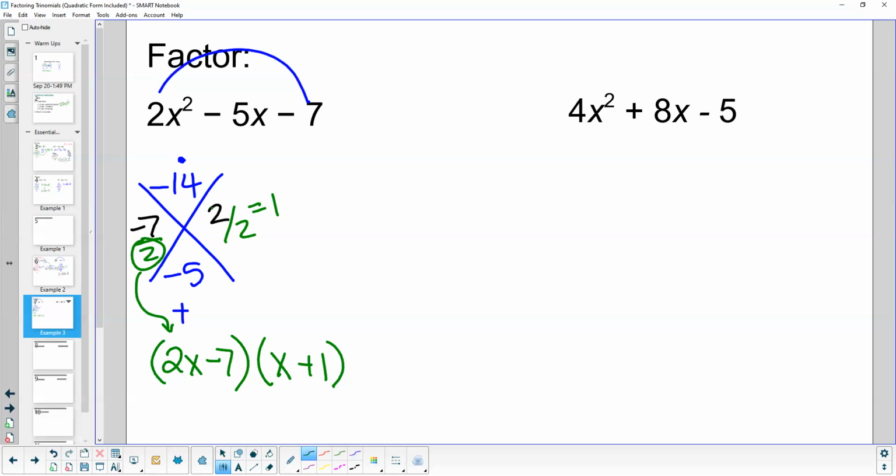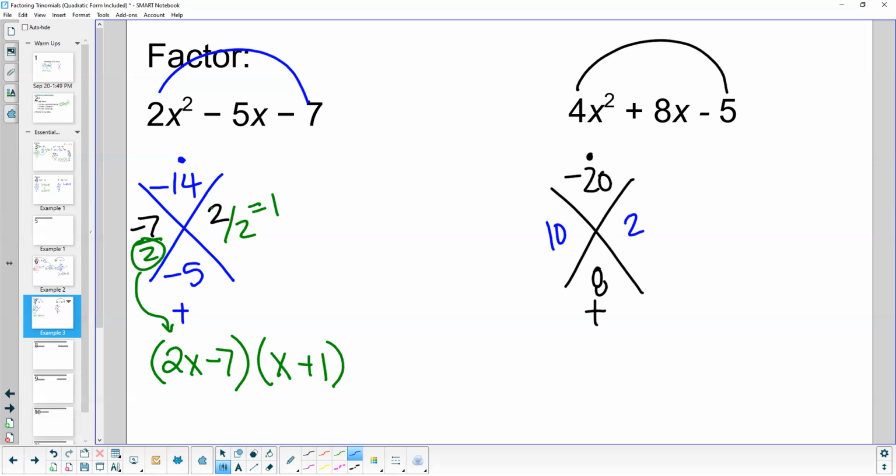Sweet. Hopefully you've had the chance to go over this video. So what we want to do is we're going to take our first times our last. We're going to multiply to -20. We want to add to 8. So then you're sitting there racking your brain trying to think of what numbers multiply to 20 but have a difference of 8. And you're right, that's going to be 10 and 2.